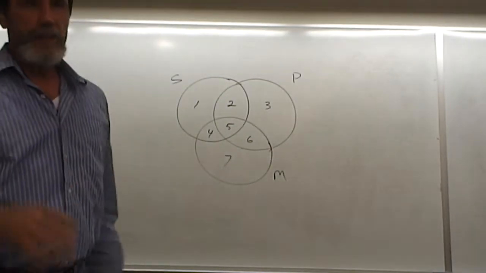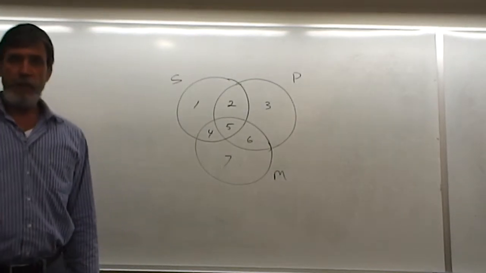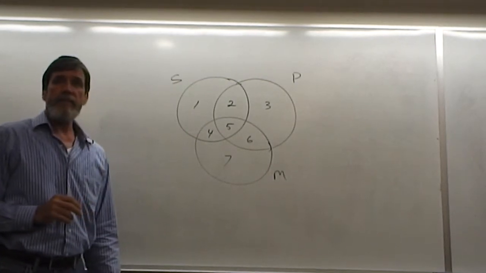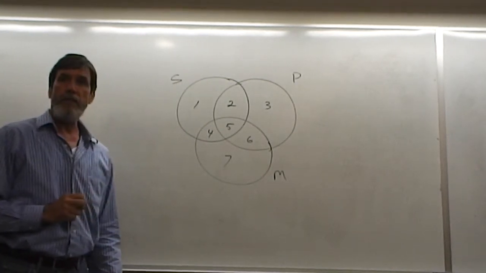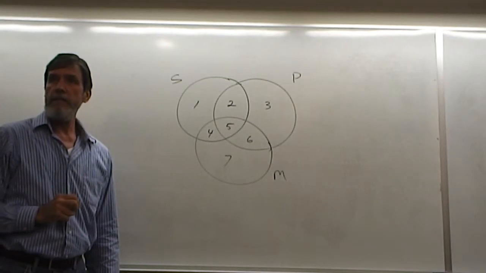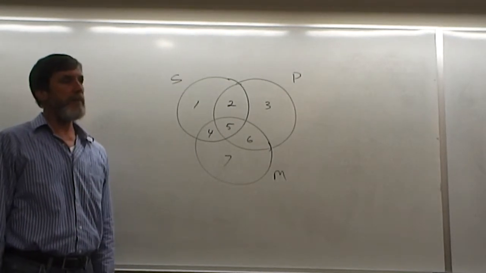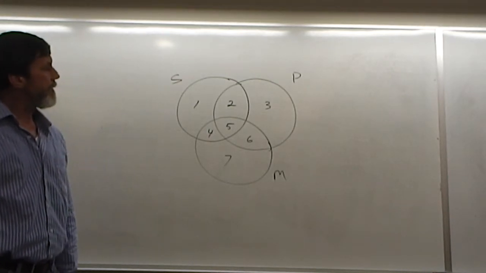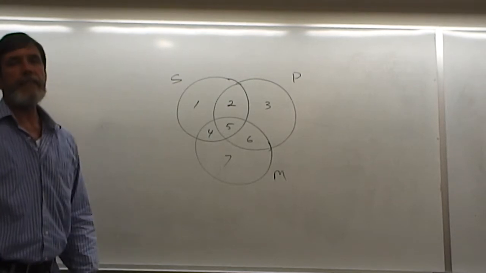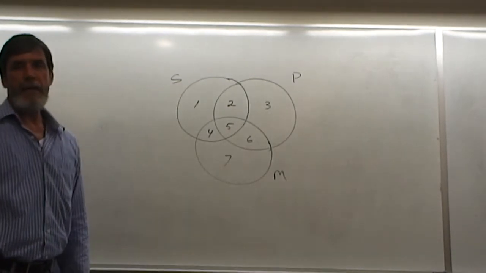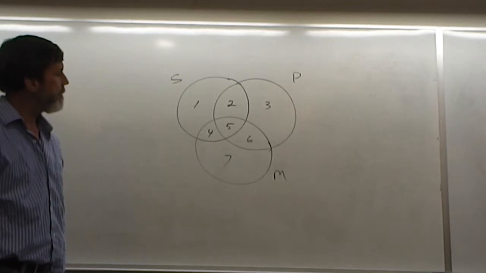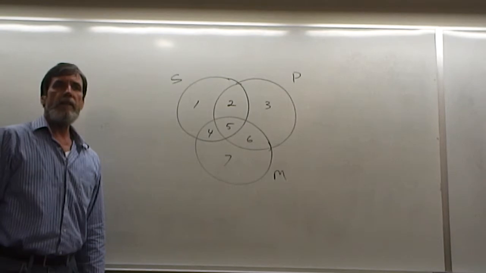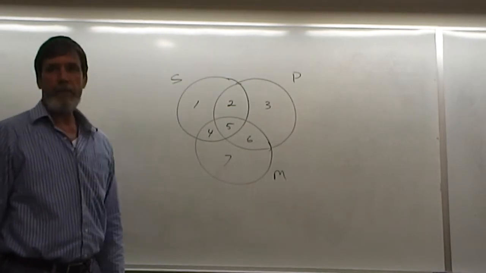So let's see if we can focus on different parts of this diagram to the exclusion of others, so we can tell what we're looking at. Circle S is composed of segments 1, 2, 4, and 5. Agreed? That's where there may be S's, members of the minor term class. Circle P is composed of segments 2, 3, 5, and 6. That's where there may be members of the major term class. Circle M is composed of segments 4, 5, 6, and 7. So that's where we might find members of the middle term class.